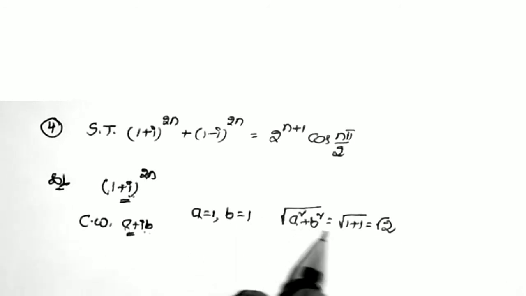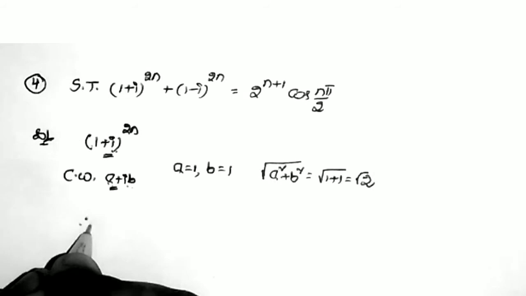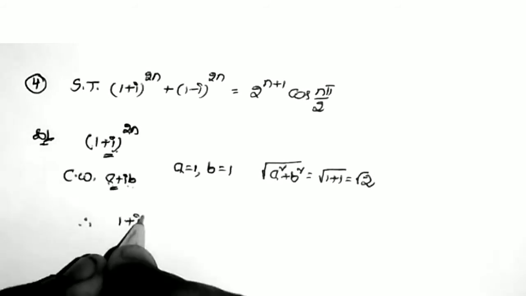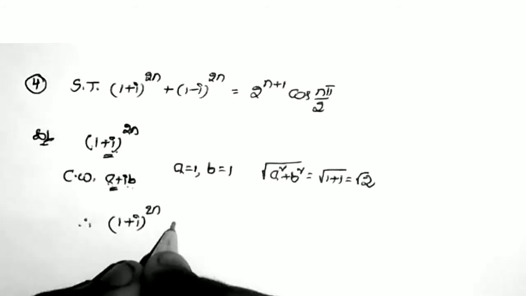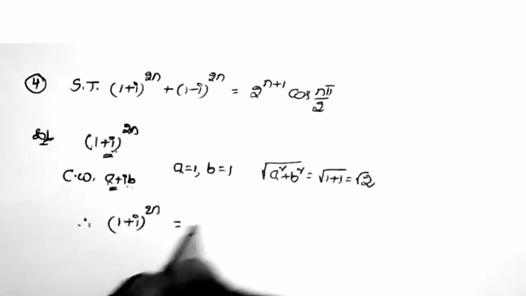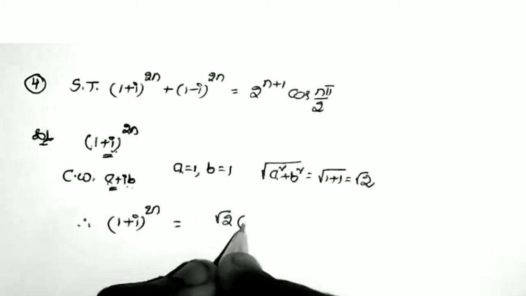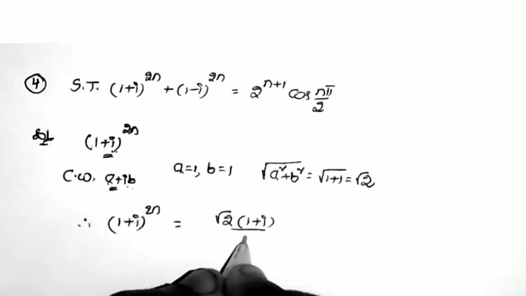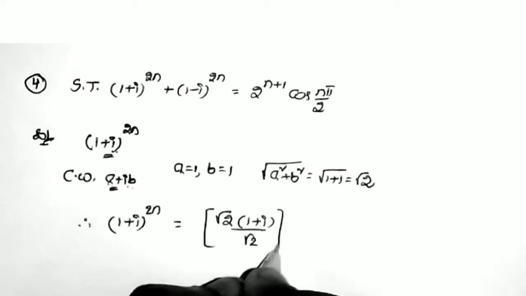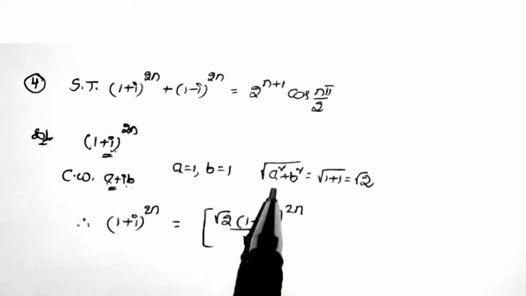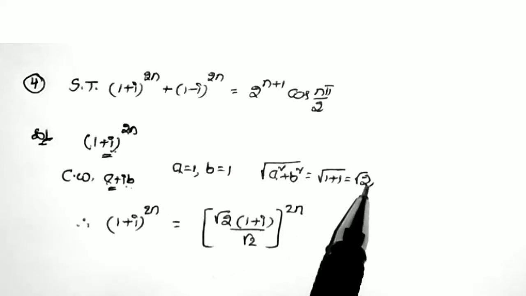1 square is equal to 1. Now taking the first term here, therefore (1 + i)^2n is equal to, now applying this value to this step, root 2 into (1/root 2 + i/root 2) whole power 2n. So here first we have to take the value of the square root of a square plus b square, that value is equal to 2.